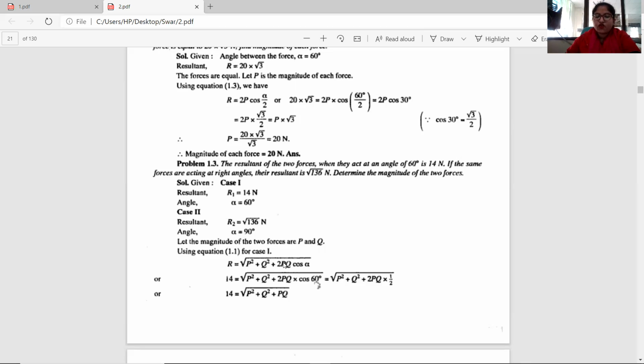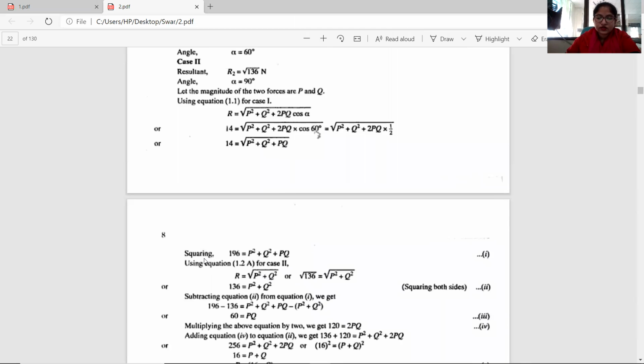So first, for the first case, r equals under root of p square plus q square plus 2pq cos alpha. Put the value of r and cos alpha. The value will be 14 equals under root of p square plus q square plus 2pq cos 60. After solving this, 14 equals under root of p square plus q square plus pq. Squaring it to remove the under root, 196 equals p square plus q square plus pq.